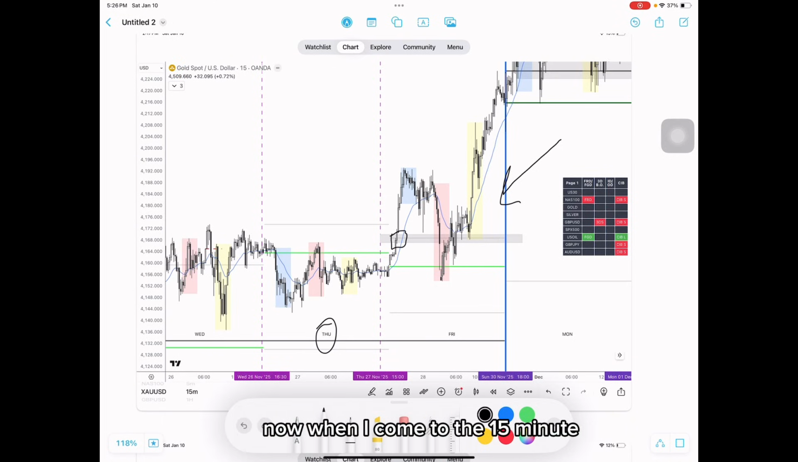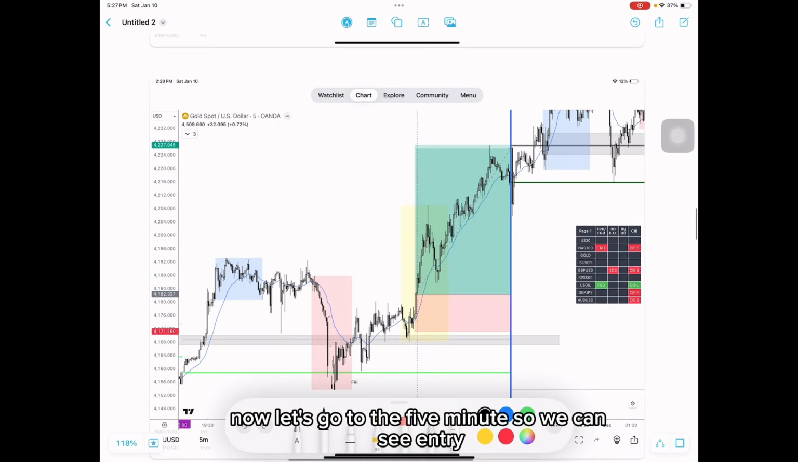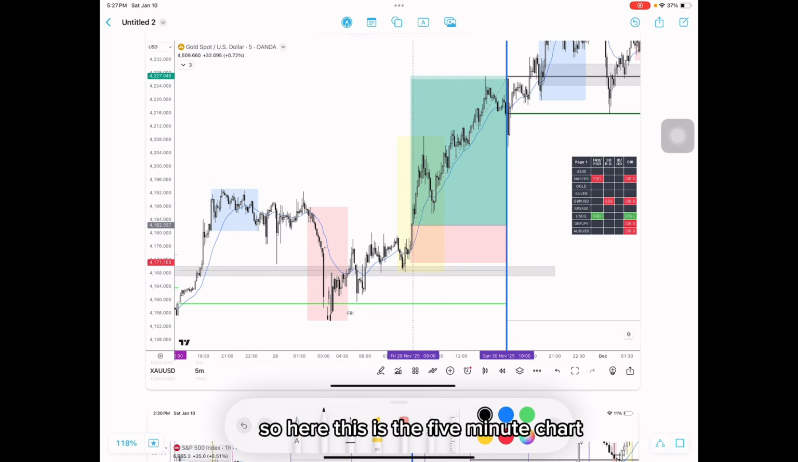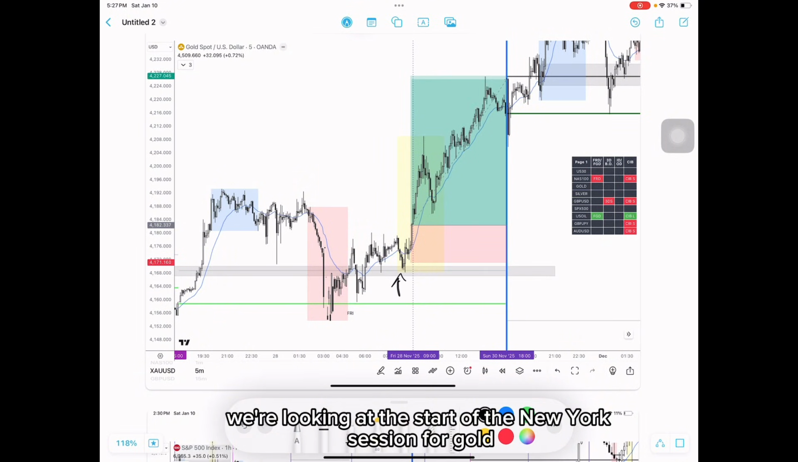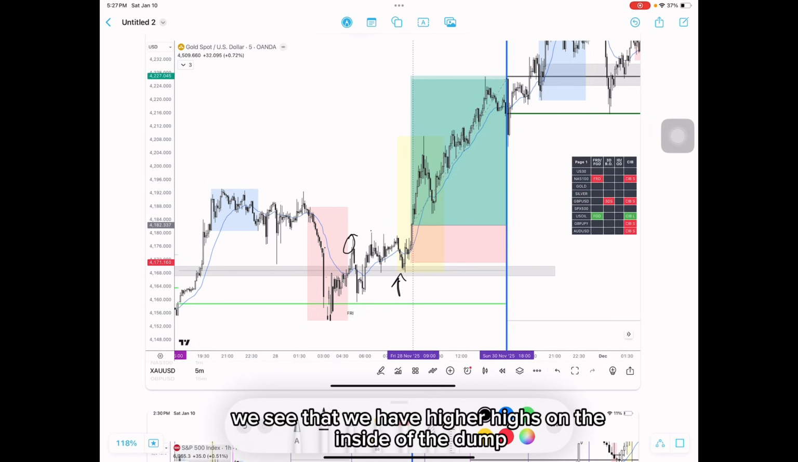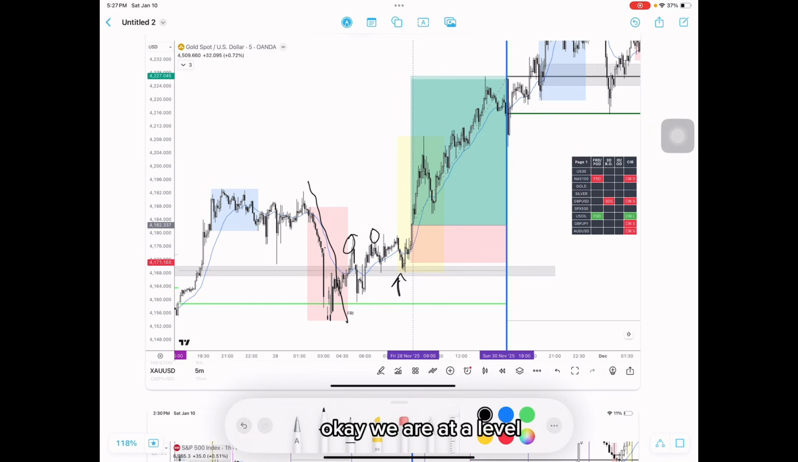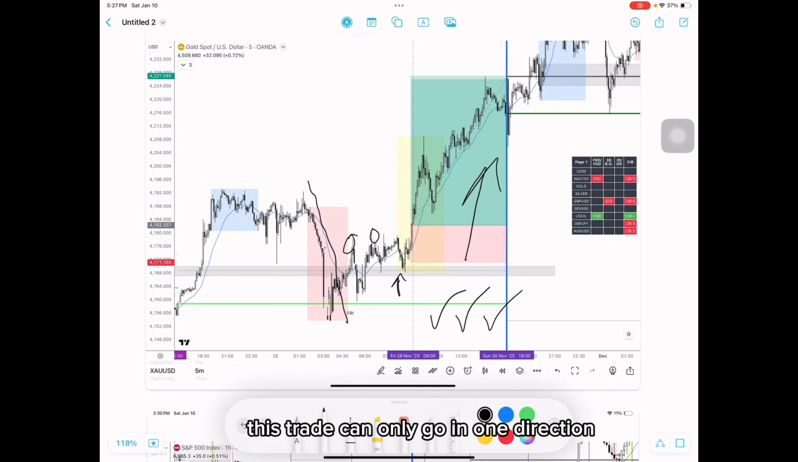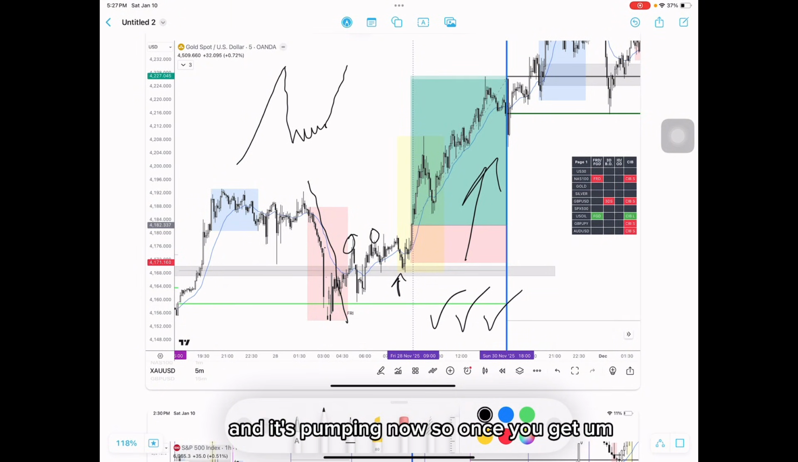Now, when I come to the 15-minute, I'm looking for the coil. We have the coil. Now let's go to the 5-minute so we can see entry. Okay, so here, this is the 5-minute chart. And let's say we're looking at the start of the New York session for gold, which is 8 a.m. All right, we see that we have higher highs on the inside of the dump. Okay, we are at a level. We got the dump. We got the coil. New York is opening up. This trade can only go in one direction. Okay, so now we have the breakout, the pullback, the coil, and it's pumping now.